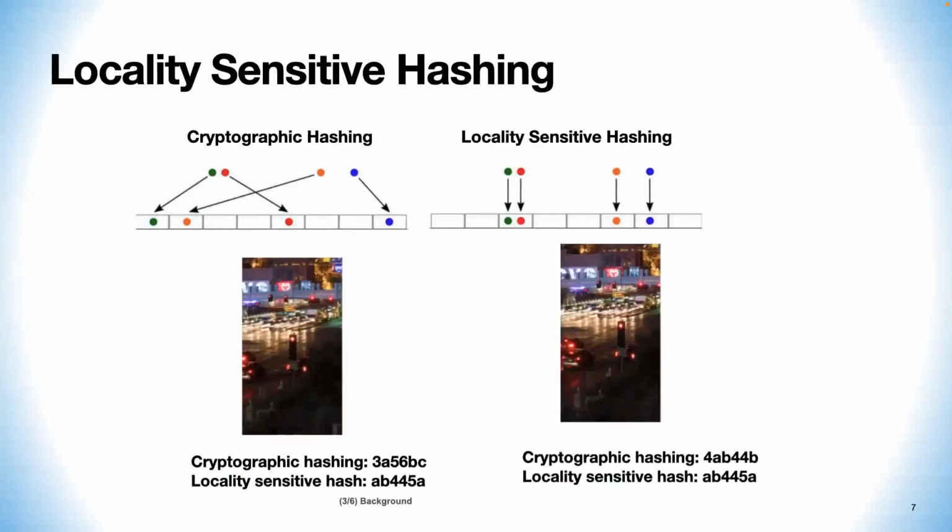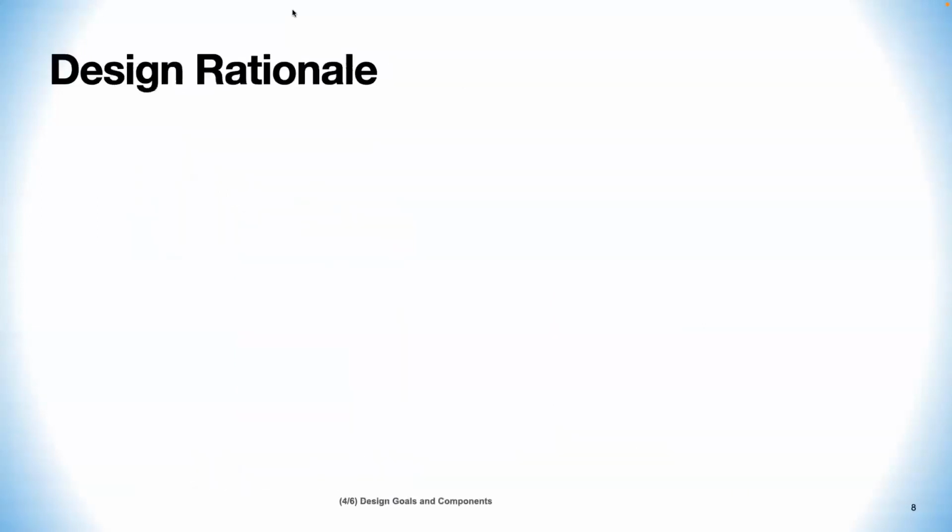Here is an example of hash values of two subsequent snapshots for cryptographic hashing and locality sensitive hashing. The cryptographic hashing generates two different hash values, whereas the locality sensitive hash generates the same hash value since the subsequent snapshots are very similar to each other.